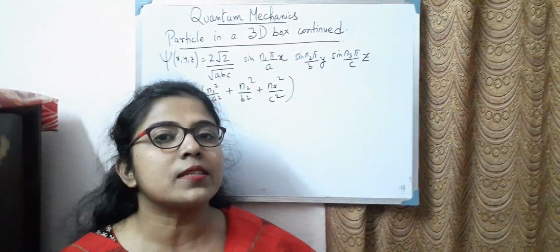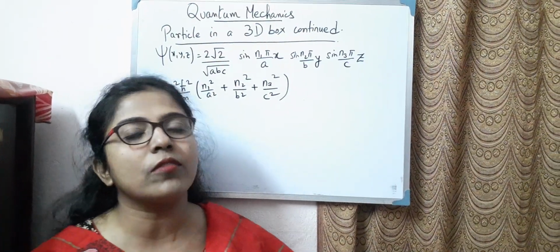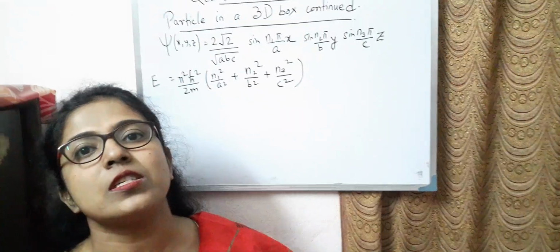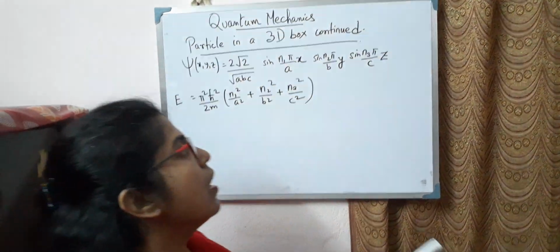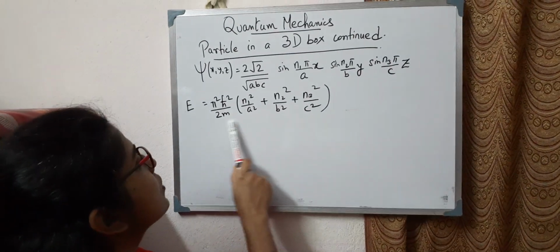So using these conditions, in my last lecture we have already solved the Schrodinger's equation, and we have put in the boundary conditions and we have got the solution. The eigenfunction looks like this and the energy eigenvalue looks like this.